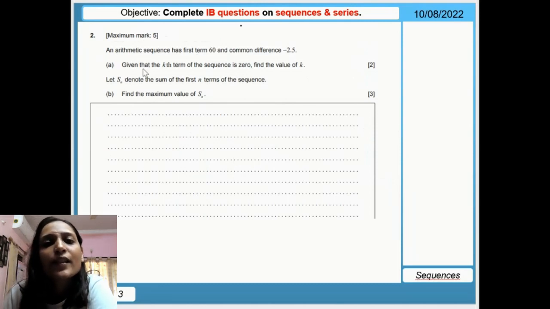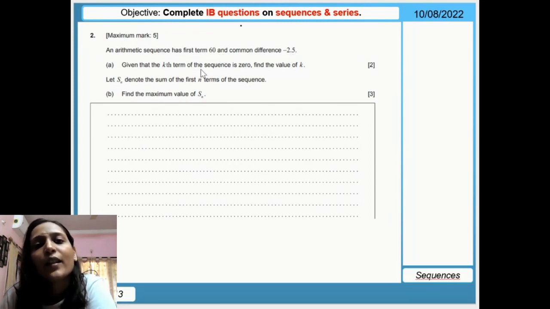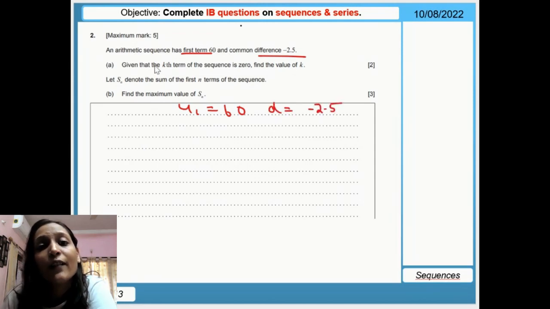The next question is, the arithmetic sequence has first term as 60 and the common difference is minus 2.5. Then given the kth term of the sequence is 0, find the value of k. So I'm going to use the same formula over here where we have u1 is equal to 60, d is equal to minus 2.5. They have given us that the kth term is 0. So uk is equal to 0.